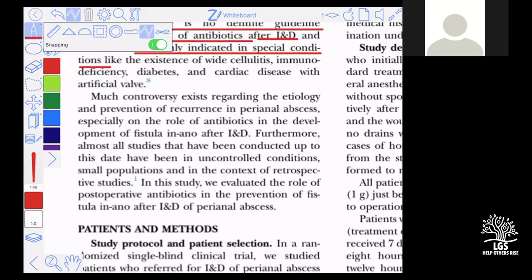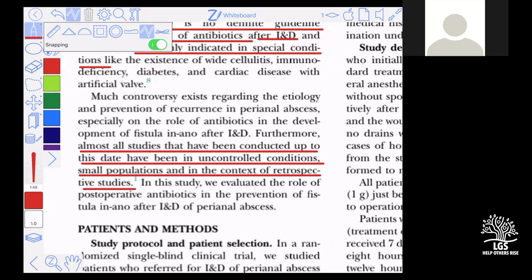And he also states that almost all studies conducted up to this date have been in uncontrolled conditions, small populations, and in the context of retrospective studies. In other words, none of these are scientific arguments or scientific papers. So this is what we don't know, right? What we know, to recapitulate, is that there is a high degree of recurrence after fistula in ano. What we don't know is whether there is a place for antibiotic treatment, because the evidence as it exists right now is not scientific.